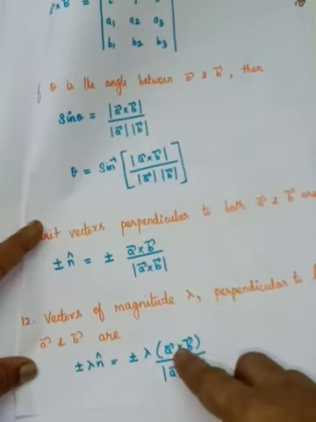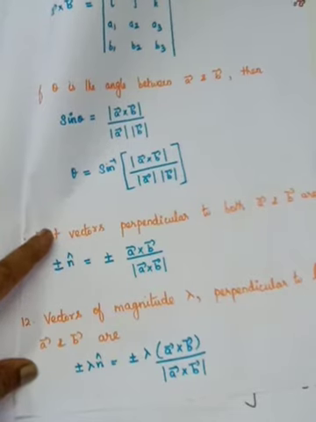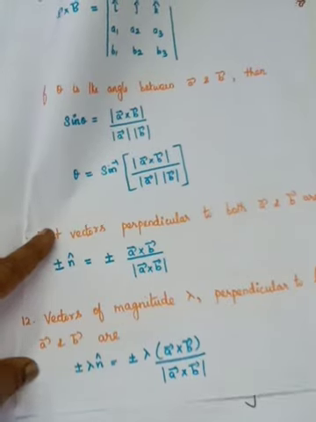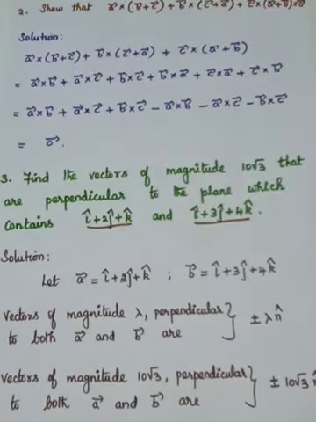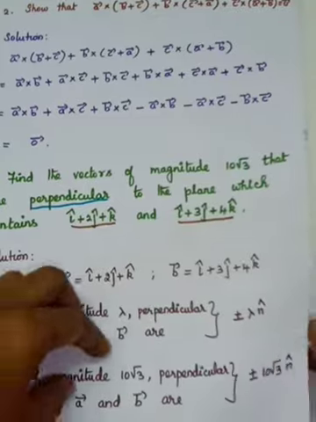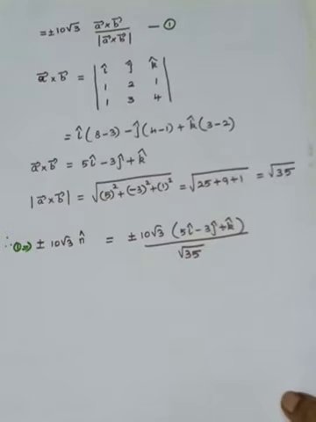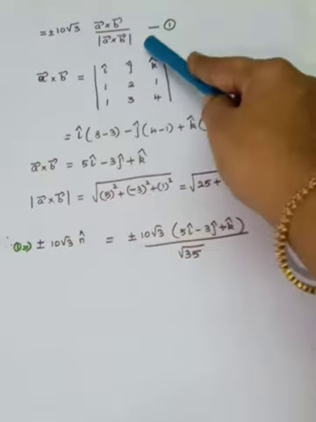So what formula has to be used? Plus or minus lambda n cap, that is plus or minus lambda into a vector cross b vector divided by modulus of a vector cross b vector. Here which word is important? It is perpendicular. Perpendicular means the cross product between the two vectors has to be used. So I have written the formula. Here your lambda is 10 root 3 into n cap. What is the n cap formula? It is a vector cross b vector divided by modulus of a vector cross b vector. This is the answer for the question.